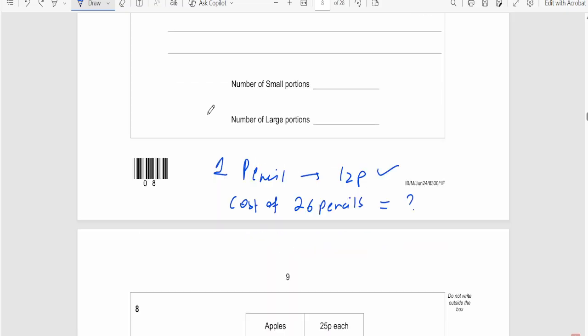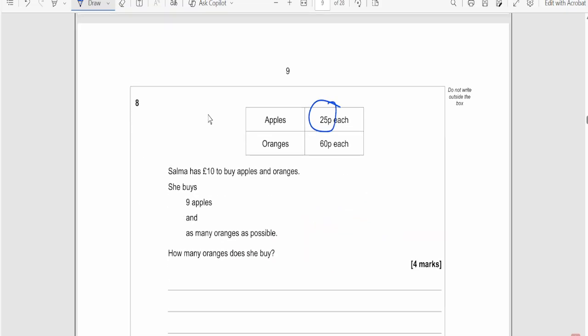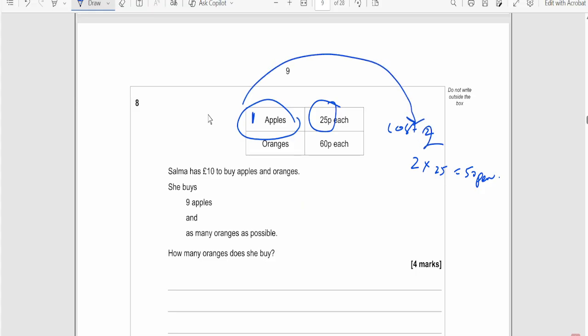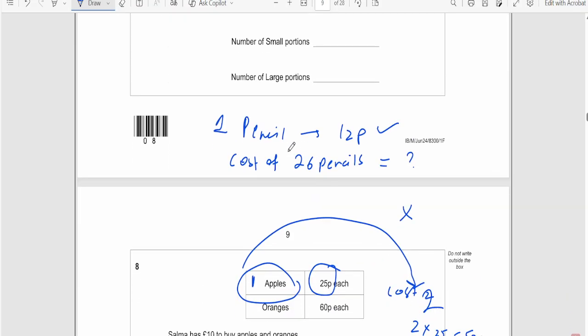If the cost of one apple is 25 pence, the cost of two apples would be 2 times 25, which is 50 pence, right? So when do we multiply? When we are given the cost for a smaller number, like one apple, and we are finding for more, like two apples, we multiply. In this case, we are given one pencil's cost and we have to find for 26. So we do 12 times 26, that's 12, right? Yeah, do it.